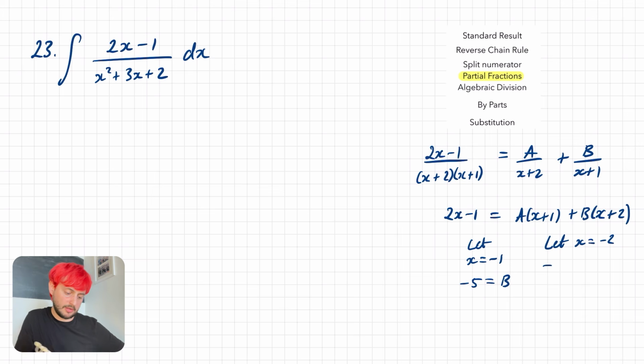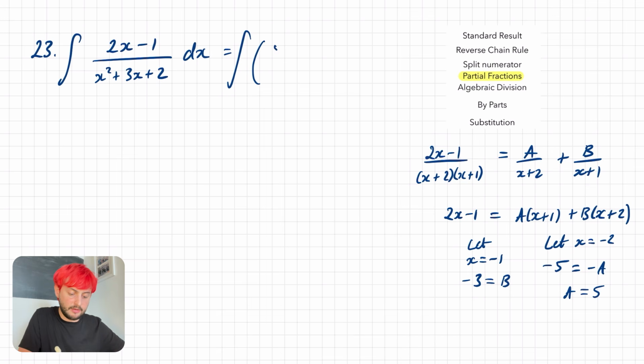Wait, hang on a second. I think I've done the first side wrong. I think actually this should have just been -3, not -5. This is -3, silly me. So we get -5 equals -a, meaning that a is equal to 5 on that bit of partial fractions. So that means this is going to be integrating as 5 over x plus 2, that's my a over x plus 2, minus b, which is -3 over x plus 1 dx.